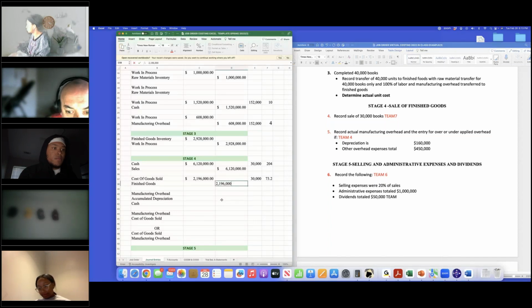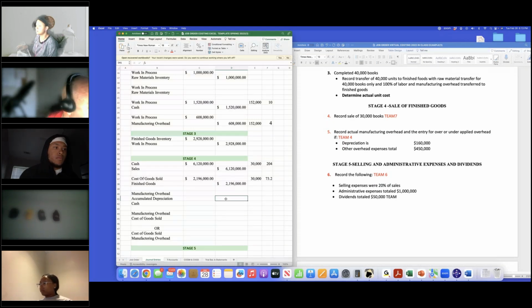I'm still working on it. Go ahead. So what I did was for the depreciation, I did 160,000. Yes, that's what I meant. Sorry. Cash, 450,000, and we added those numbers together. And how much did we get? 610,000.